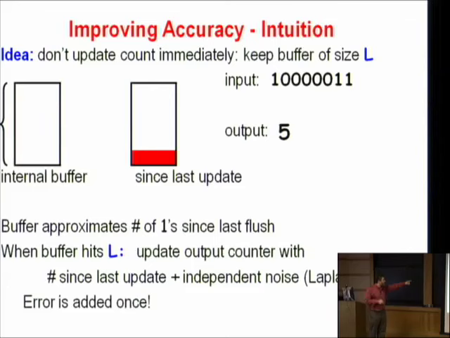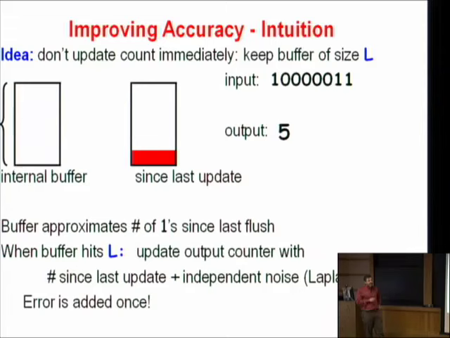The rule is that we have a buffer that approximates when L guys arrived. It's a pretty bad approximation, but all this buffer will tell us is not what to output, but when to output. It doesn't tell us what to output. We're not taking the buffer and putting it in the stream. So you can think of the unit in the output as L.